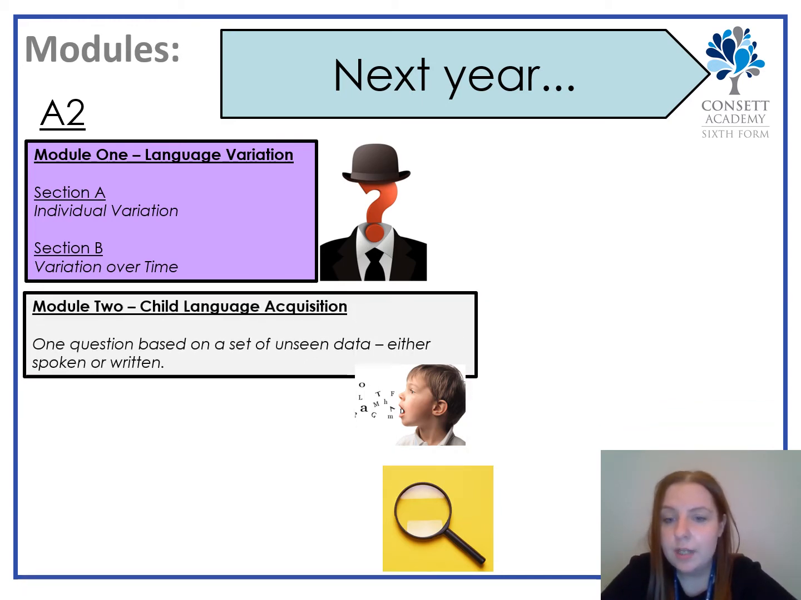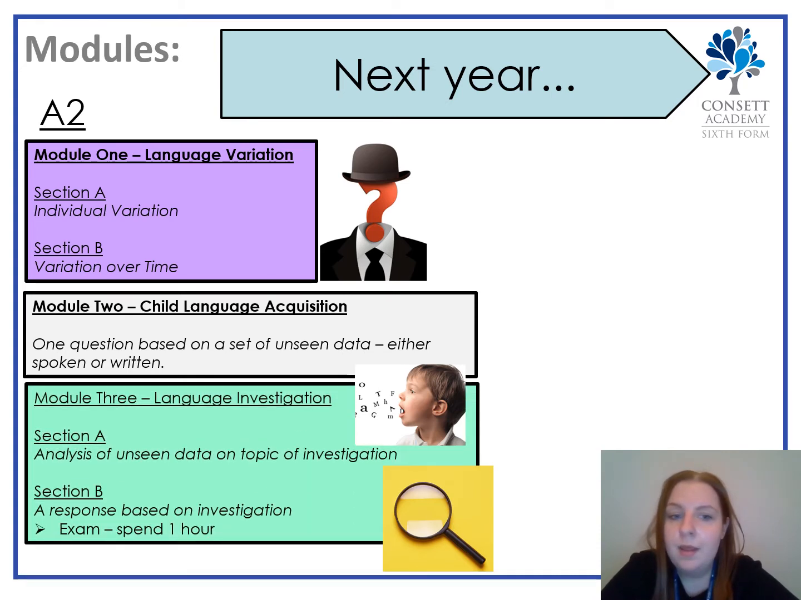You will again look at child language acquisition, which you will revise in year 13. This time though, you will be just looking at one question based on a set of unseen data, and that will either be child language acquisition in relation to how they learn to speak or in relation to how they learn to write. Then you will look at your language investigation in year 13.